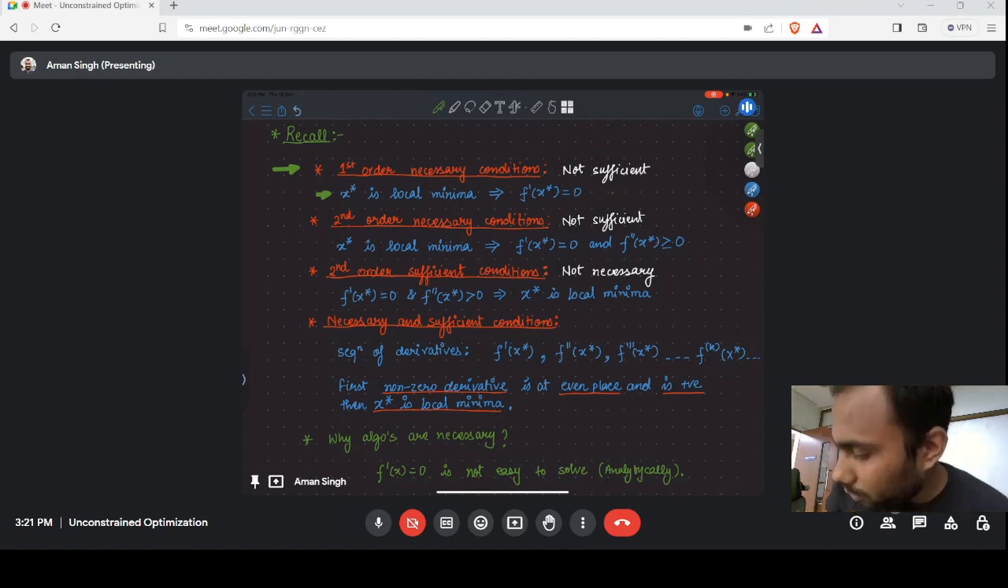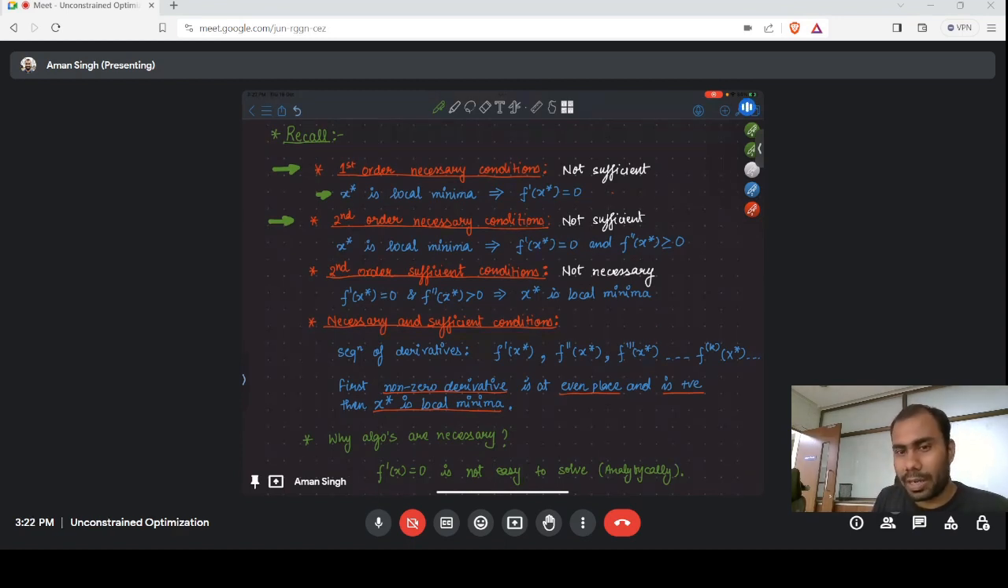Then we also talked about the second order necessary conditions, which said that if some point x star is a local minimum, then the first derivative should be zero at that point, and the second derivative at that point should be non-negative. But we also saw that this is not sufficient, which means that if we find a point where the first derivative is zero and the second derivative is non-negative, it does not mean that the point is necessarily a local minimum.